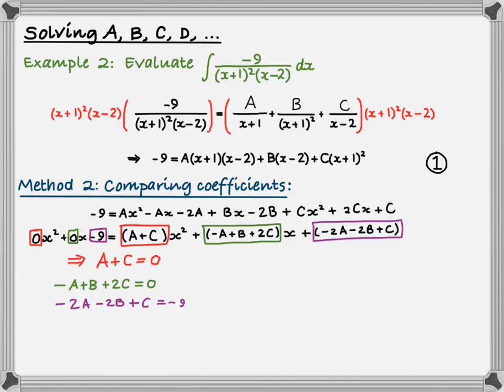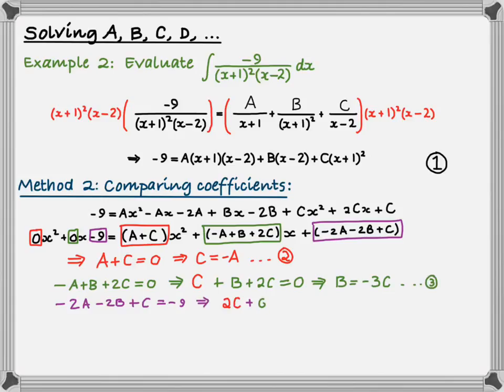Now we need to solve these three equations with three unknowns simultaneously. We could use methods like augmented matrices and Gaussian elimination or Gauss with backward substitution to solve these equations, or we can just use elimination methods. For example, if I look at the equation A plus C is equal to 0, it implies that C is negative A. If I now substitute this into equation 2, it results that B is negative 3C.